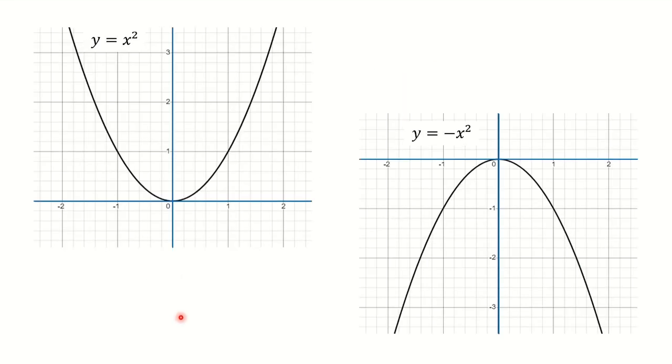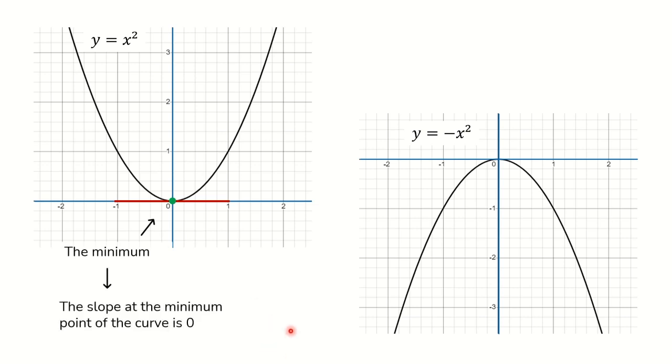In the previous example, after calculating the derivative, I set it equal to 0. I'm going to show you why we have to do this. Here we have two curves. The minimum point on this curve is this. The slope at that point is 0. It's a horizontal line. The slope at the minimum point of the curve is 0.